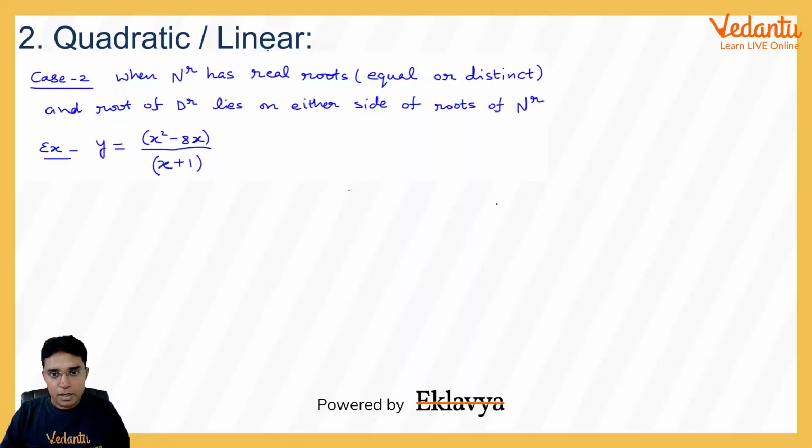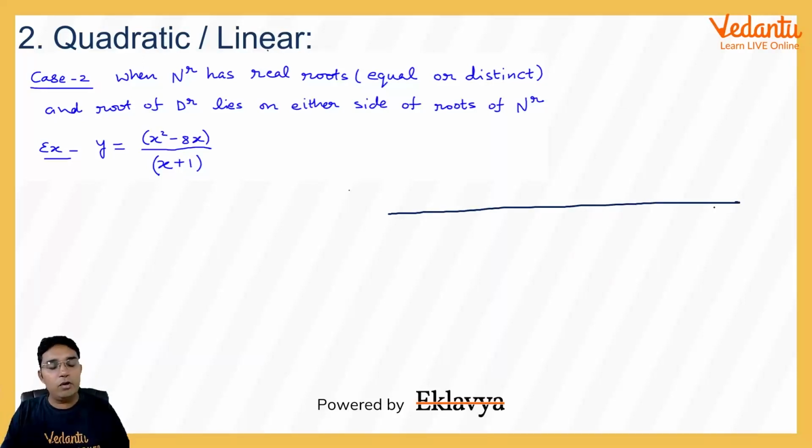Either side means either on the left side of both the roots or on the right side of both the roots. So here in the numerator it is very clearly seen the roots are 0 and 8, whereas the root of the denominator is -1. So it is not lying in between, it is lying here. Now as I told you, -1 will be a danger line, isn't it? Why is it a danger line? Because you cannot put x equal to -1.